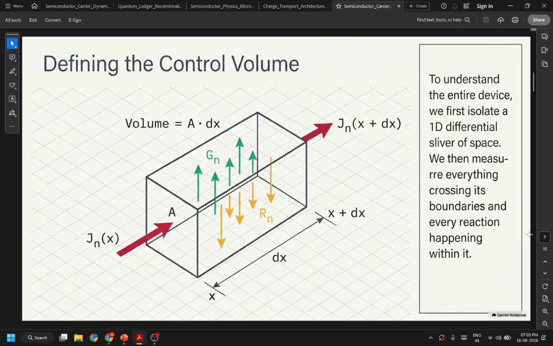First we define the control volume, which is A dx, where A is the cross-sectional area and dx is a very small length. To understand the entire device, we first isolate a 1D differential sliver of space. We then measure everything crossing its boundaries and every reaction happening within it.